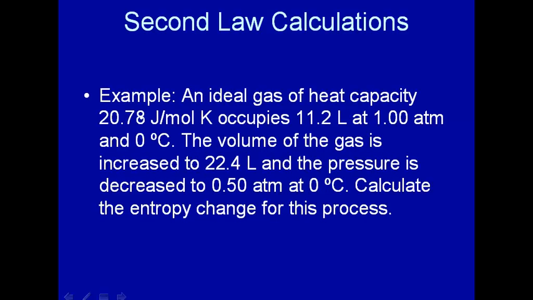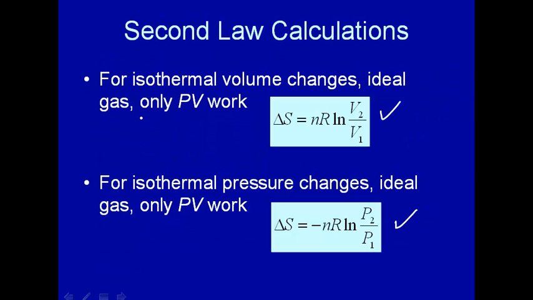Okay, so maybe we'll go back here and see what sort of equation applies. Oh look, isothermal volume changes. So it was isothermal. The temperature didn't change. The volume changed. It was an ideal gas. We're doing only PV work, so it looks like that would be a useful equation to use. So we'll use that one. Delta S is equal to nR times the natural log of the final volume over the initial volume.